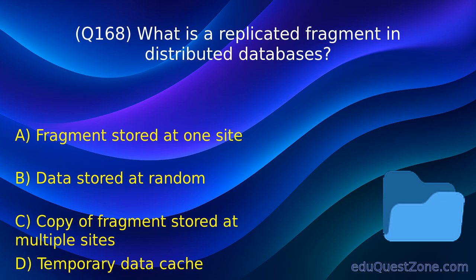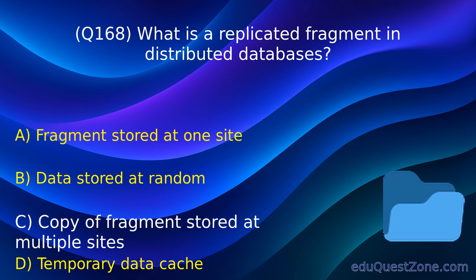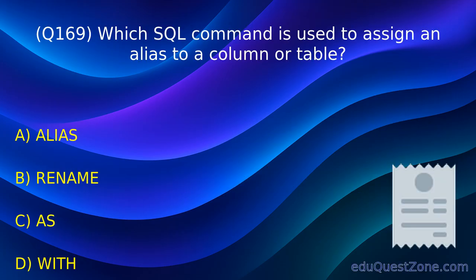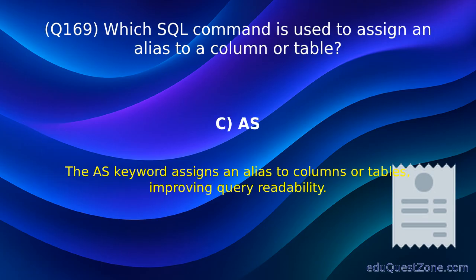Question number 168. What is a replicated fragment in distributed databases? Option C. Copy of fragment stored at multiple sites. Replicated fragments are copies of data stored across sites to improve availability. Question number 169. Which SQL command is used to assign an alias to a column or table? Option C. As. AS keyword assigns an alias to a column or table name.